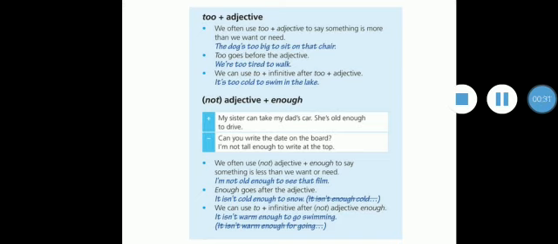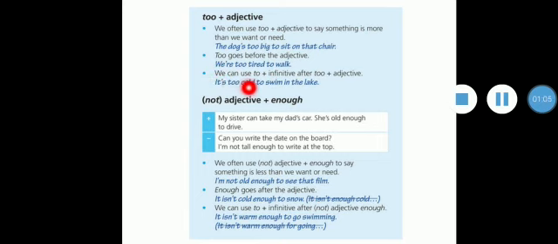We use too plus adjective to say something is more than we want or we need. For example, the dog is too big to sit on that chair, so it is more than we need or more than we want, that it is too big to sit on this chair. Too goes before the adjective, so here pay attention to its position. It comes before the adjective. For example, we're too tired to walk.